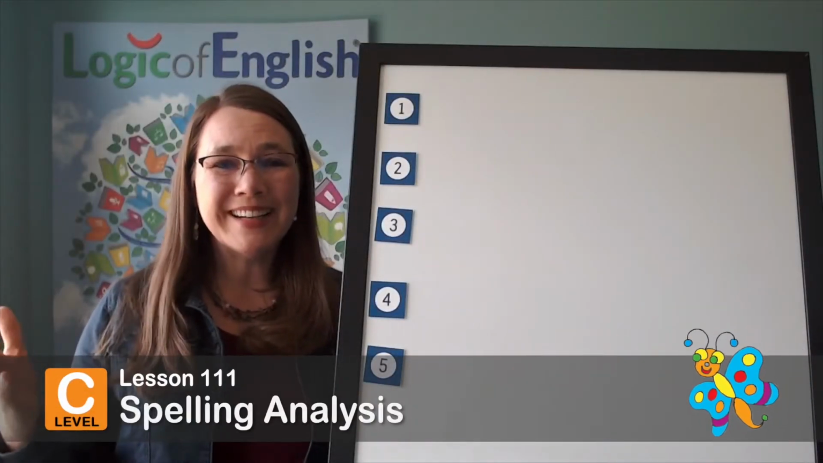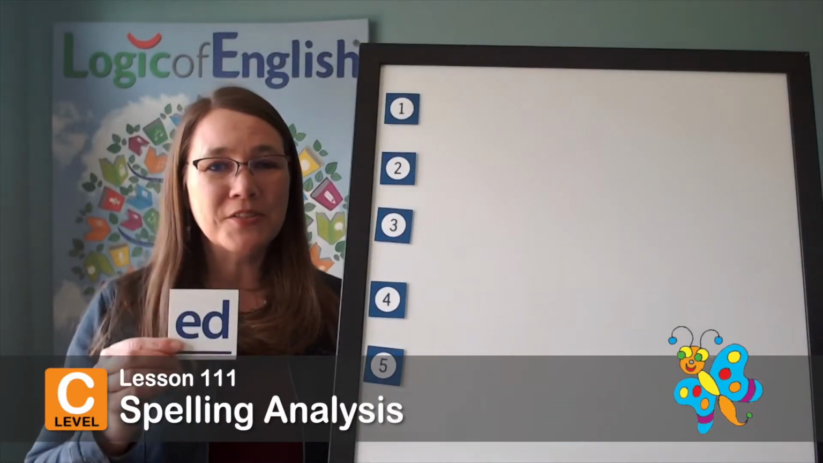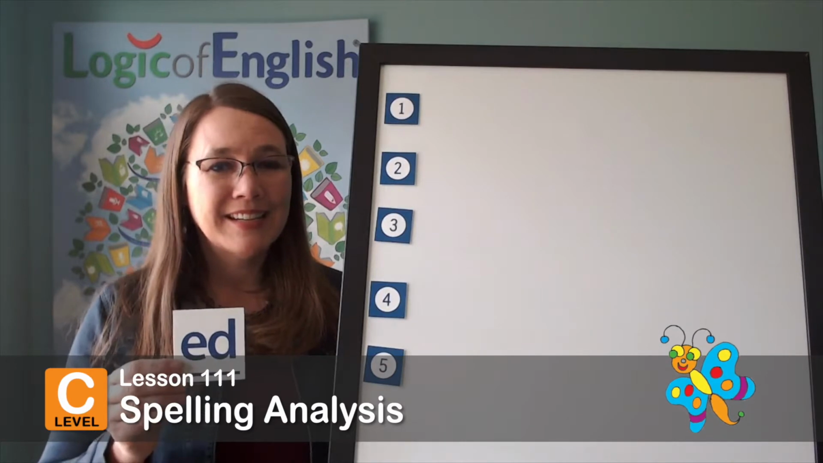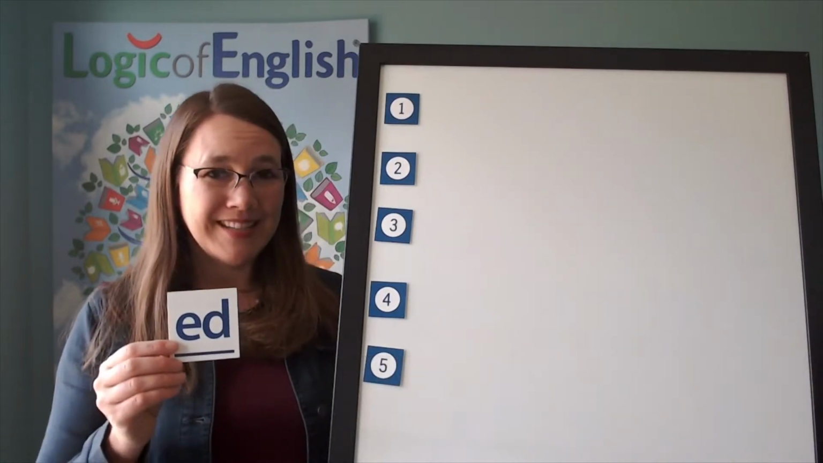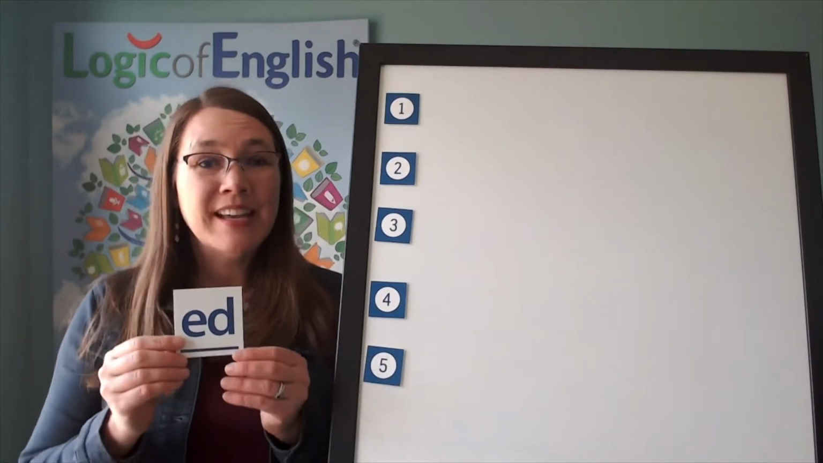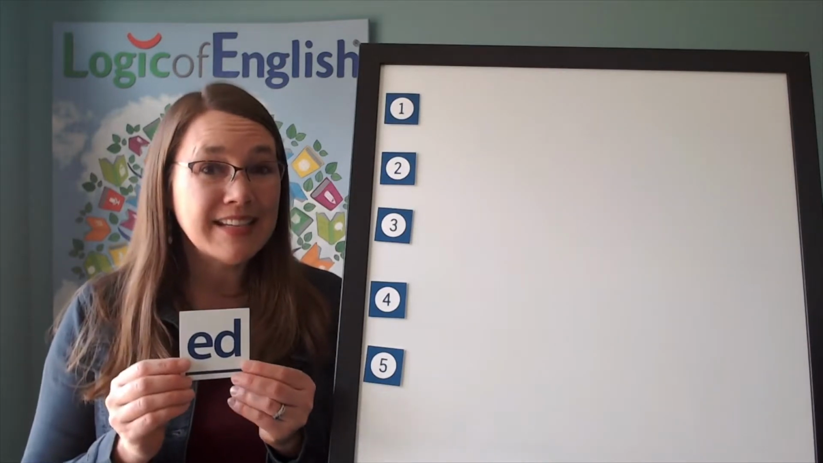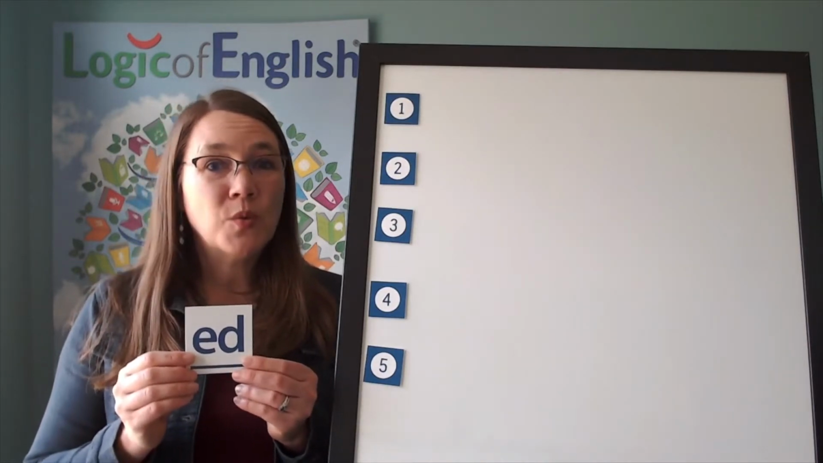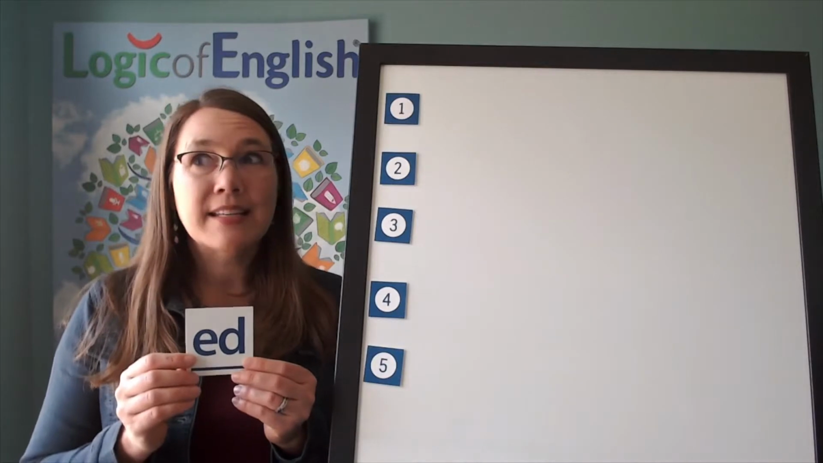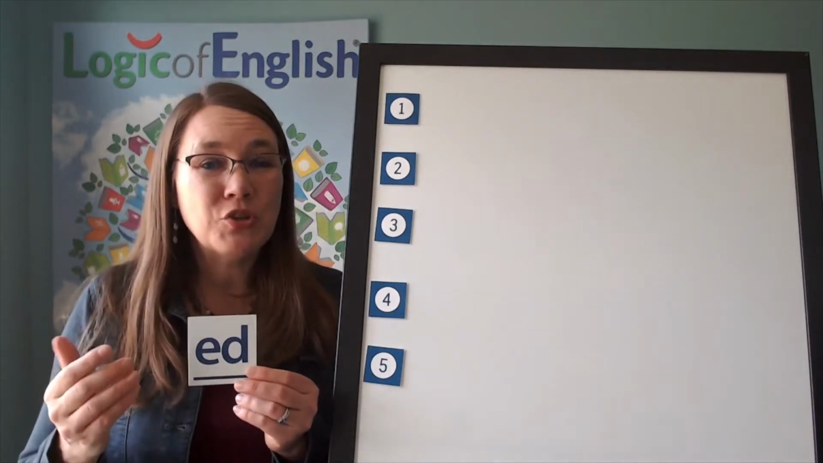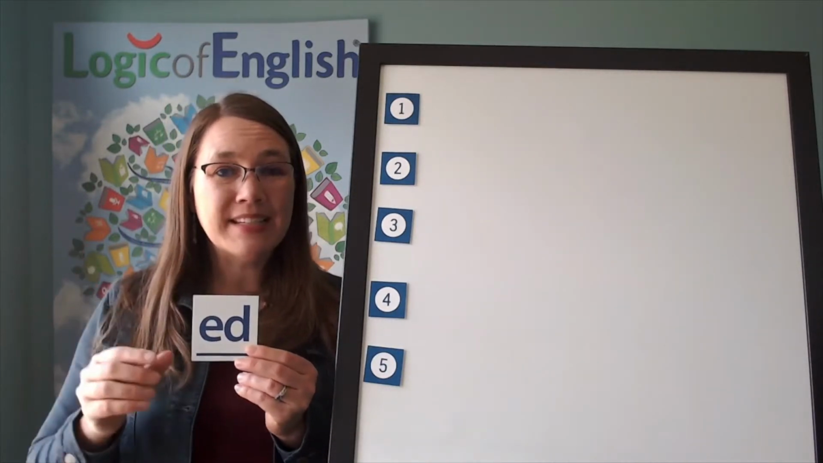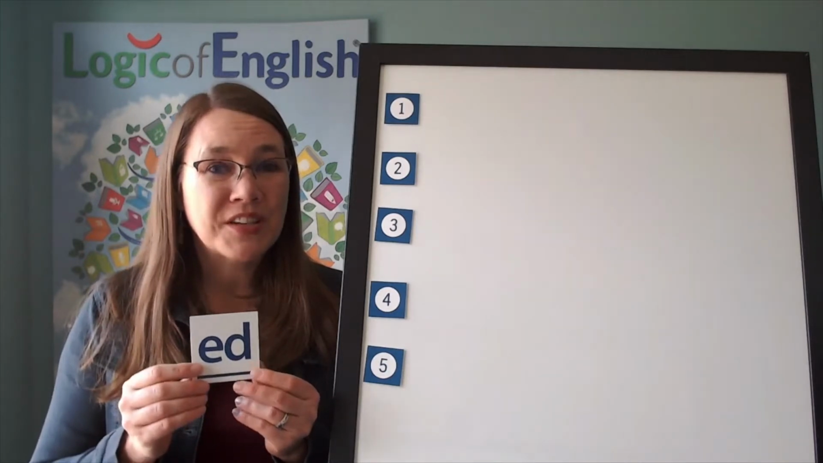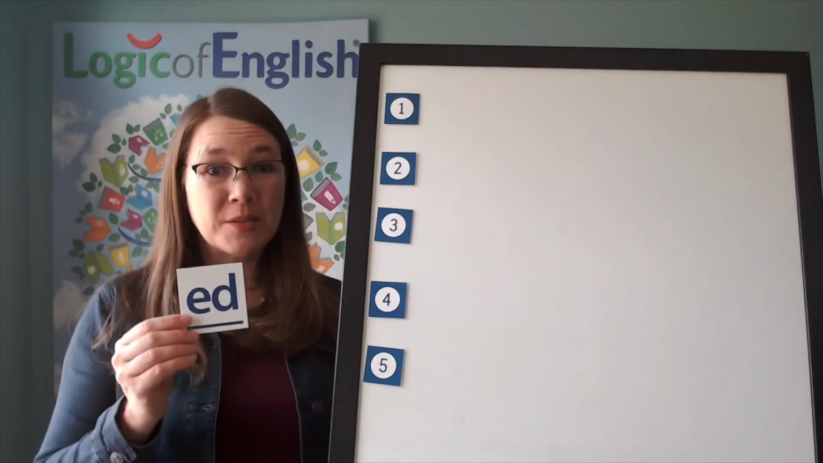Welcome to spelling analysis. Today we get to use our new phonogram, ed-d-t. Let's say the sounds together, ed-d-t. Very good. This is the past tense ending. That means if the word that we're spelling is an action or something that you can do, and you did it in the past, and you hear ed, d, or t at the end, this is how it'll be spelled.